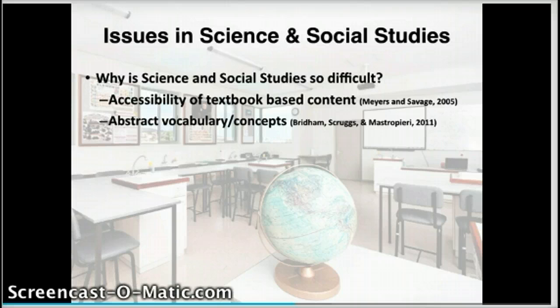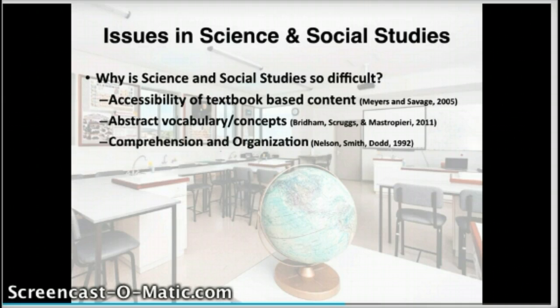We also know that the vocabulary and concepts being taught in these classes are often abstract. And this provides a great deal of difficulty, in that the students may not even have the background knowledge to scaffold onto to gain these new understandings. The abstractness of the concepts and the vocabulary makes it extremely difficult for them to build upon what they already know. There are real comprehension and organizational needs as they move through both science and social studies.